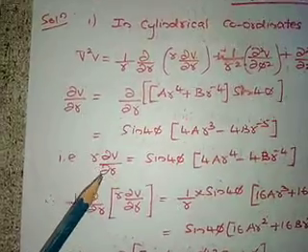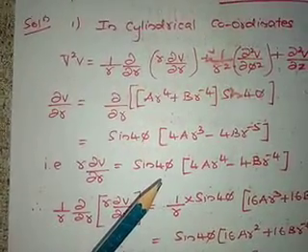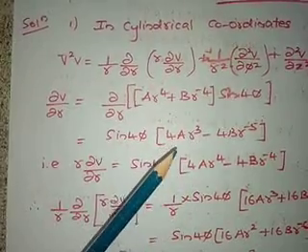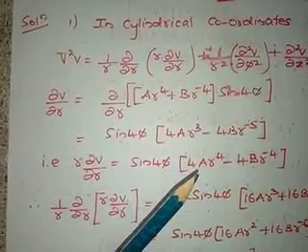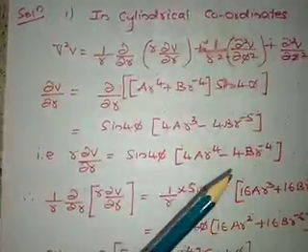Then R dou V by dou R. We want R dou V by dou R. R dou V by dou R is equal to sine 4 phi multiplied by R in this equation. So we will get 4 AR raised to 4 minus 4 BR raised to minus 4.